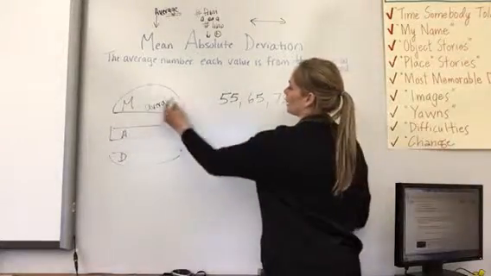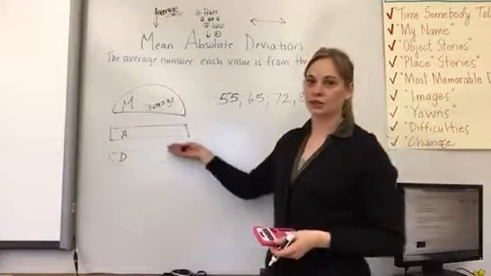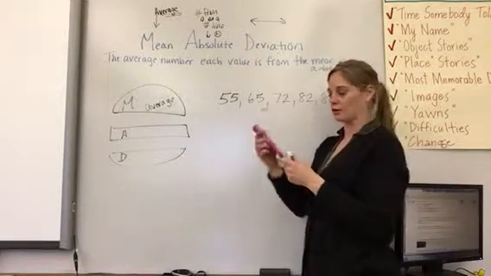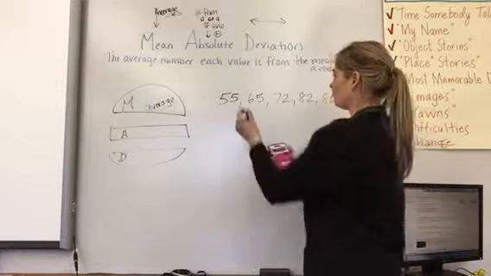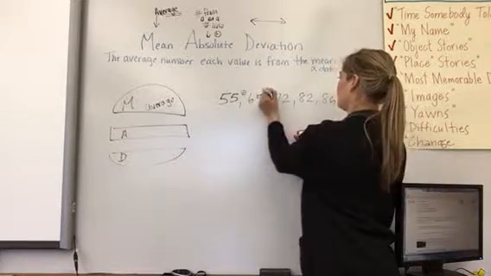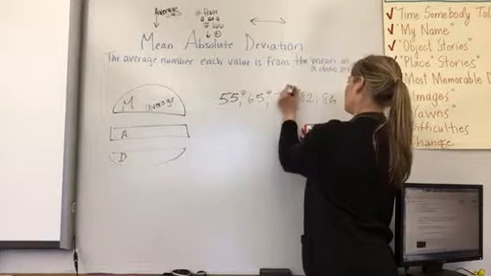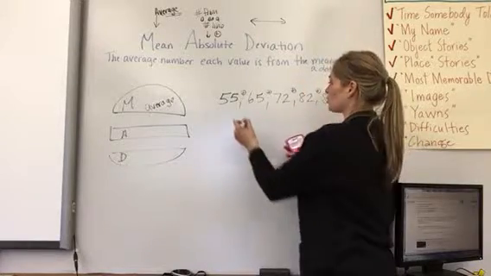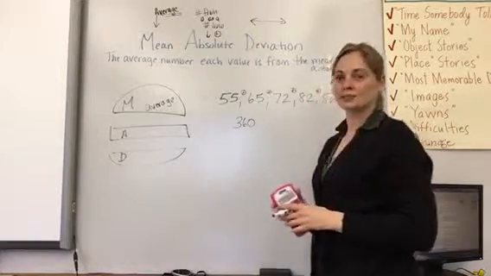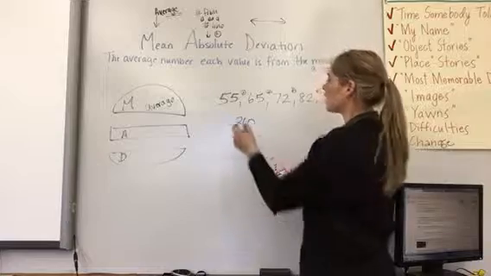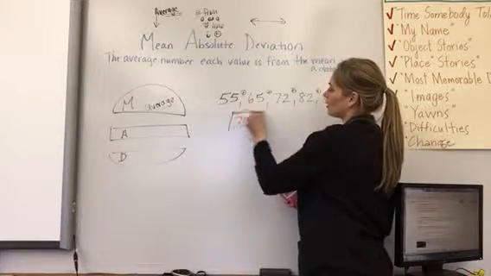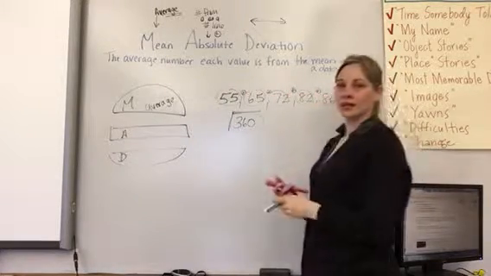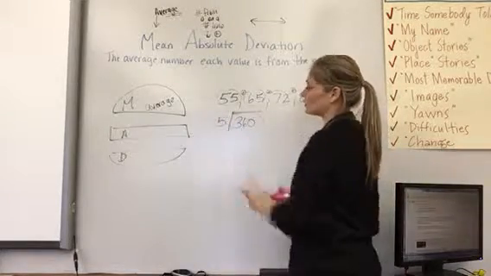So the first step in MAD is you want to find the average. If we look at our MAD sandwich, we want to go back and find the average of this given data set. I'm going to use my calculator, and I'm going to add 55 plus 65 plus 72 plus 82 plus 86. That's going to give me a total of 360. But the next step to find my average or my mean is I have to divide this number, 360, by the amount of numbers that are in my data set. I have 1, 2, 3, 4, 5 numbers in that given data set. So I'm going to divide that number 360 by 5.